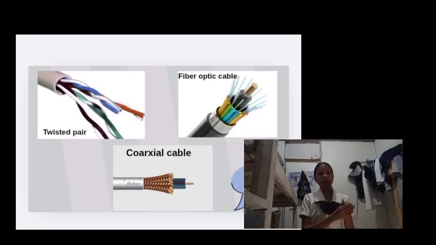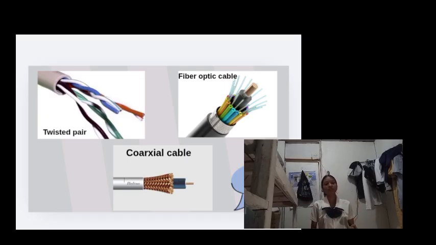First is twisted pair. So, it is used for telephone lines and slow internet. And second is the coaxial cable. So, it is used for cable TV and broadband internet. Third one is the fiber optic cable. So, it is used for very fast internet and long distance communication.